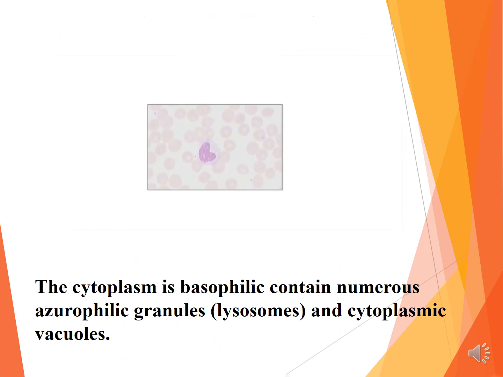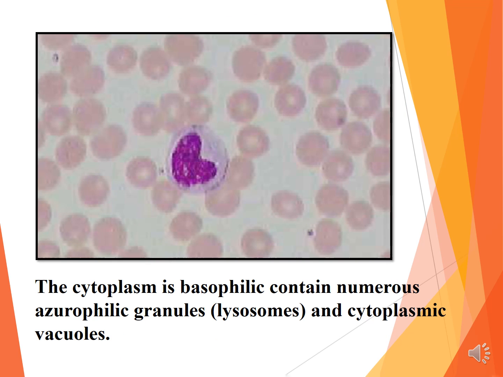The cytoplasm is basophilic, which containing numerous azurophilic granules, lysosomes, and cytoplasmic vacuoles. طبيعة السيتوبلازم يكون basophilic، يحتوي على numerous azurophilic granules اللي هي ذكرنا عبارة عن اللايسوسوم وما إلها علاقة بالجرانيولز اللي تم تقسيمها على مجموعة granulocyte، وأيضا تحتوي على cytoplasmic vacuole، عدد من الفاكيول اللي تحتوي على lysosome for destruction any foreign particle.